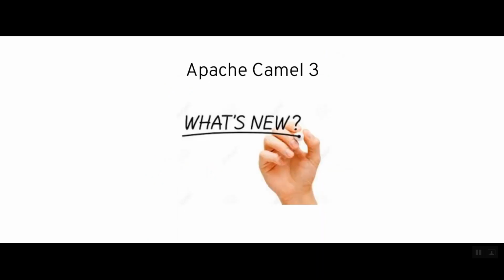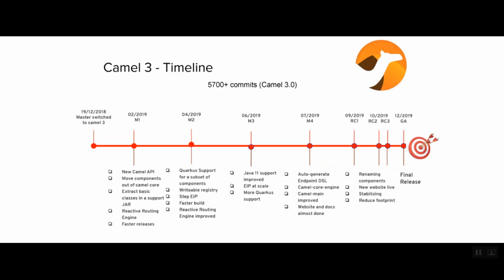Let's focus on what's new in Apache Camel 3, in the Camel 3 project, so in the core. This is the timeline of Camel 3. We wanted to do a time-boxed release, and we wanted to do this in a year. So we switched the master branch to Camel 3 in December 2018, and we released the GA in December 2019. So on the correct date. In the middle, we released multiple milestone and release candidates with different features that I will show you in the coming slides.